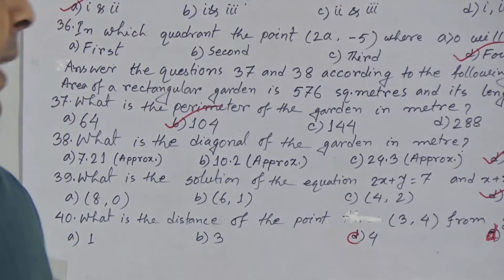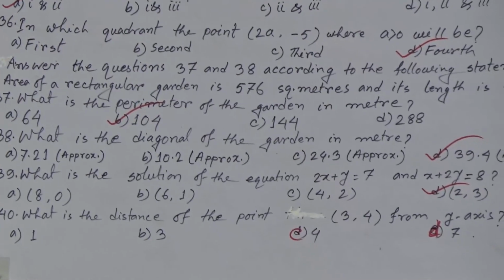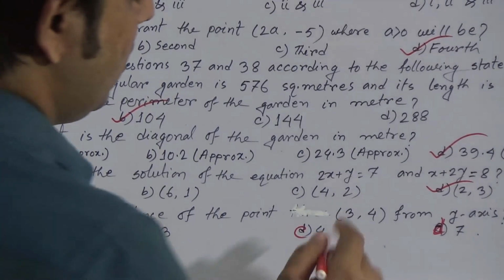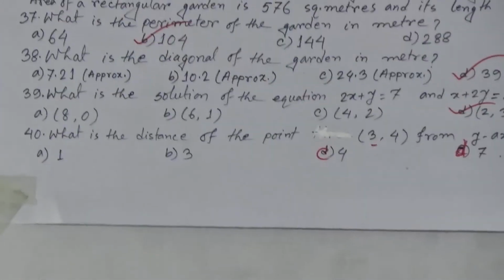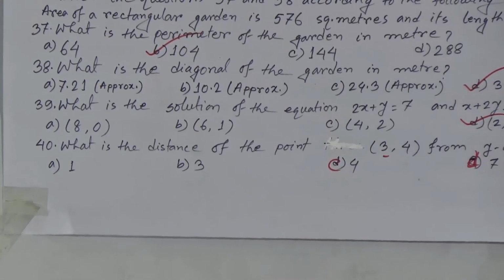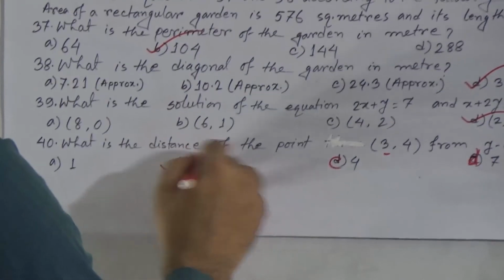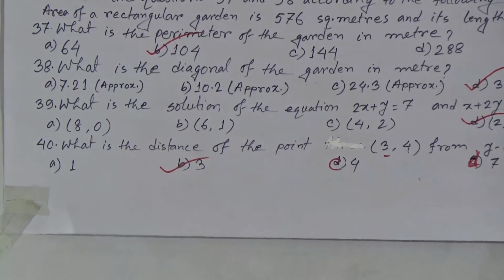When the question is about the y-axis, you have to take the abscissa, and if the question is about the x-axis, you have to take the ordinate. So our required answer for question 40 is B.